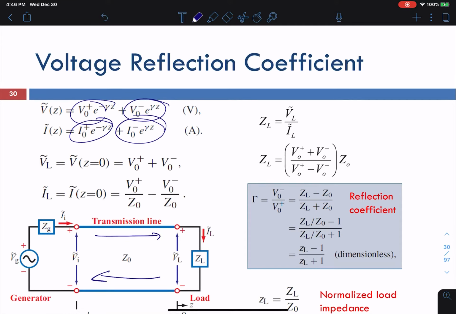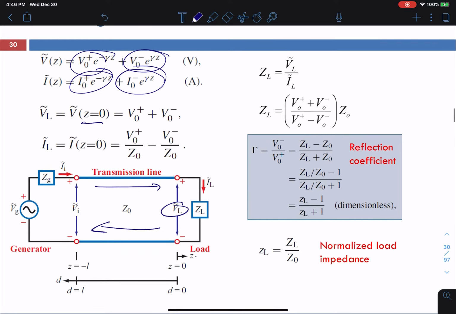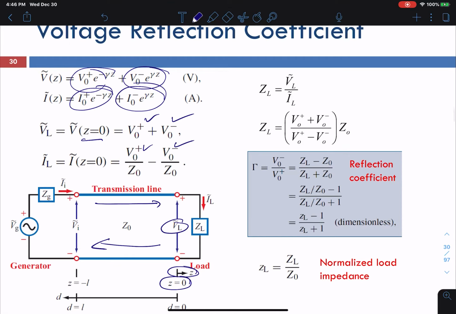So at the load end over here, we start all the measurements. Remember, we start all the measurements from the load end. So at z equal to 0, you will find this equation over here, and also you'll find this equation for the current if you put z equal to 0 into the previous equation, right? And this one over here, I0 plus, is V0 plus over Z0. That's your characteristic impedance. And again, I0 minus, which is the reflected part of the signal, is V0 minus over Z0, right?